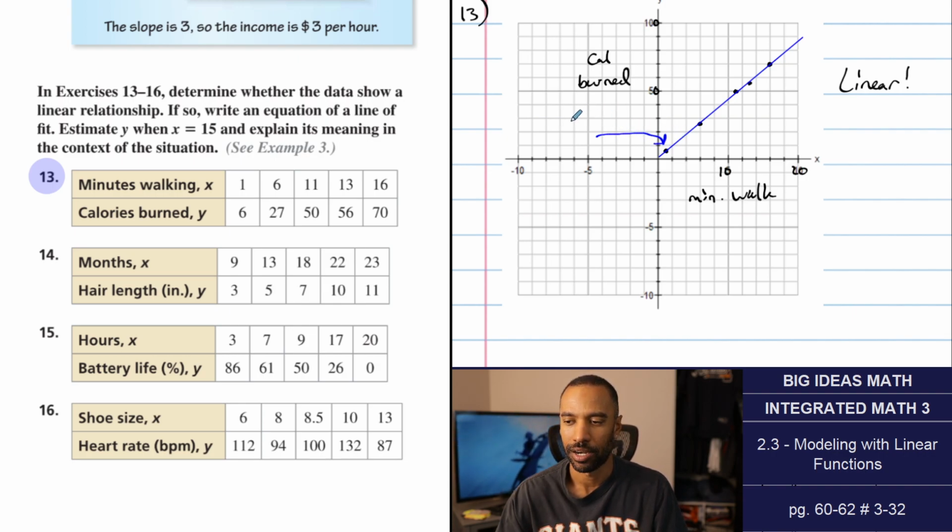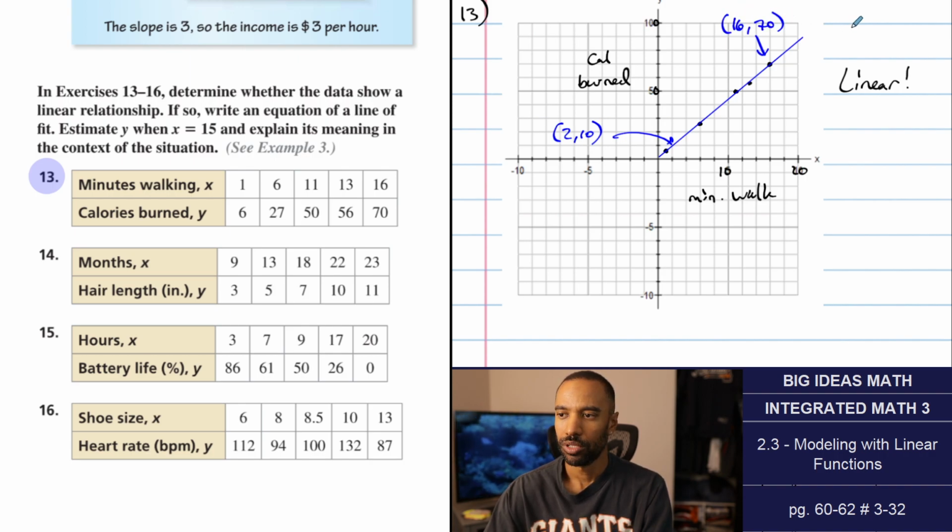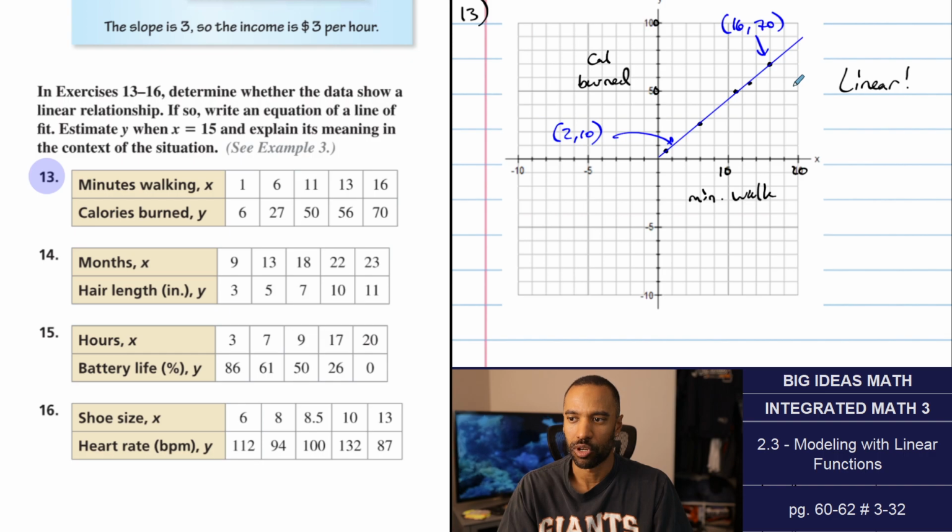If I use the point here that was, actually, you know what? It seems to even kind of go through this point pretty well. So let's use this one. That's 2, 10. And then this one here is that same point that we had on the graph, which is 16, 70. So let's just make it off that. Your line might be different than mine. Your equation might be different. That's why I want that line to be very thin.